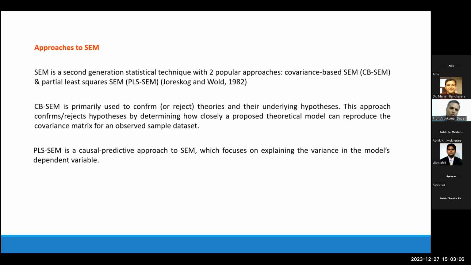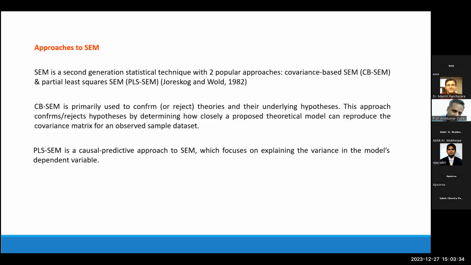Now, what is R square? We'll come to it. R square is the coefficient of determination. I will use R and show you the R square and what will be your contribution in relation to R square. We will discuss once this theory gets over. So if your goal is to confirm or reject theories, use CB-SEM. And if your goal is to maximize the variance in the endogenous construct, or the dependent variable, then you should use PLS-SEM.